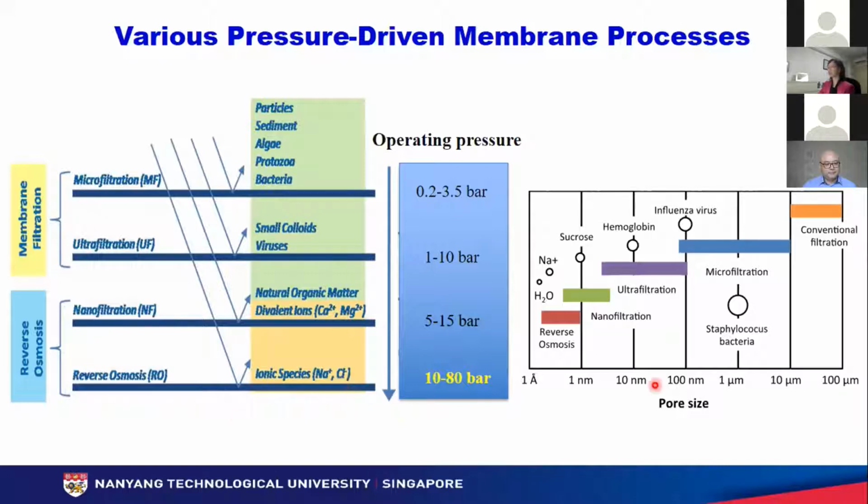go through. So in terms of pore size, you can see here, the RO membrane is considered a dense membrane because it's very dense. So we have to apply high pressure to run the filtration through the RO membranes.